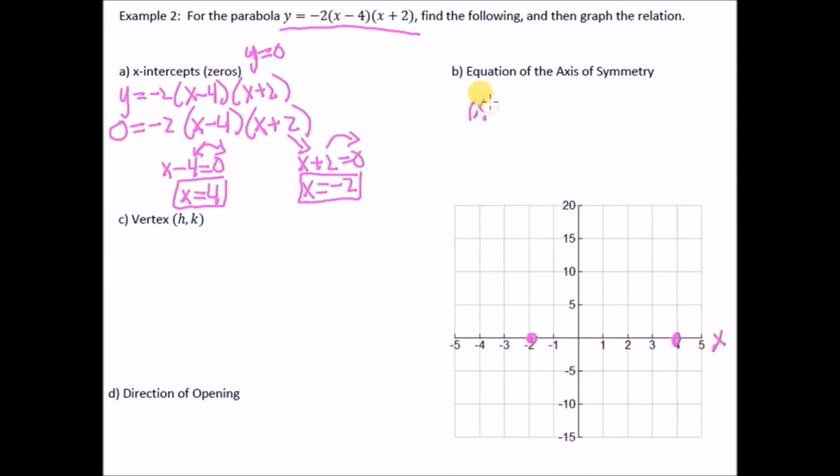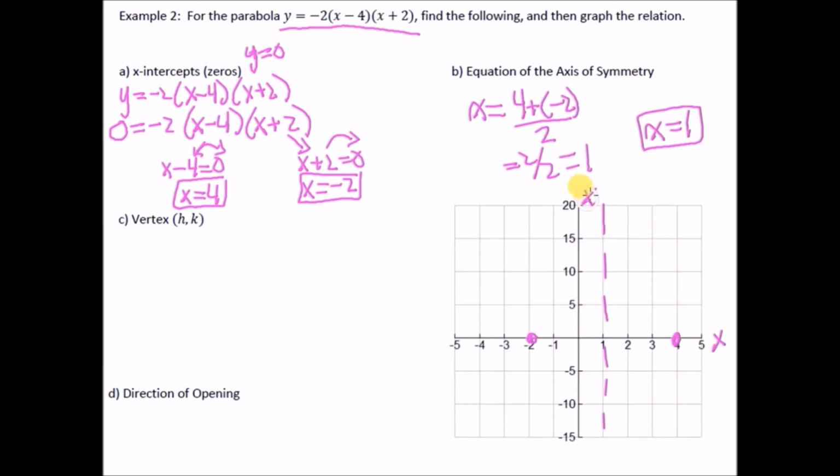Now for the equation of the axis of symmetry, we're going to take 4 and add negative 2, and divide it by 2, which gives 2 over 2, which is 1. So the equation of our axis of symmetry is x equals 1. When I plot that, I just make sure it looks right. So yeah, 1 looks like 1, 2, 3, 1, 2, 3. 3 units away from both.